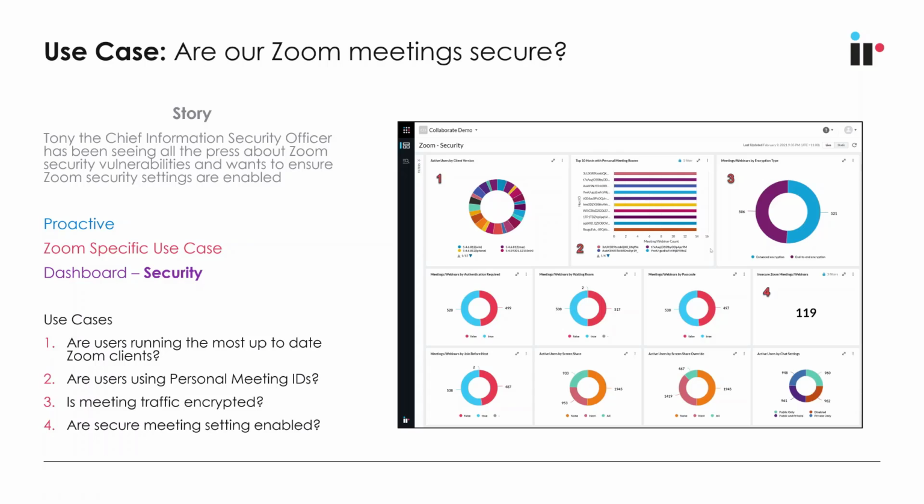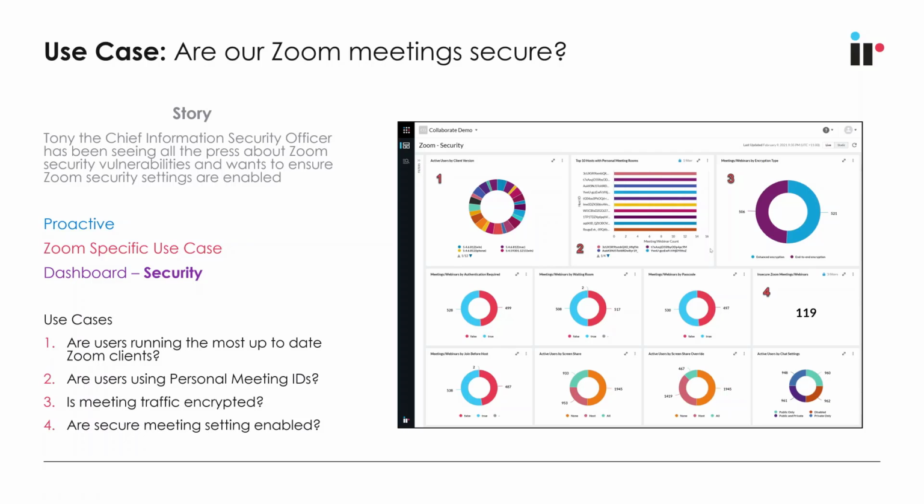Hi, today I'm going to be talking about Zoom security as a use case. You would have seen all the press back in 2019 around Zoom security. They got a lot of press around that. Some of that was warranted, and they put a lot of effort into fixing that.